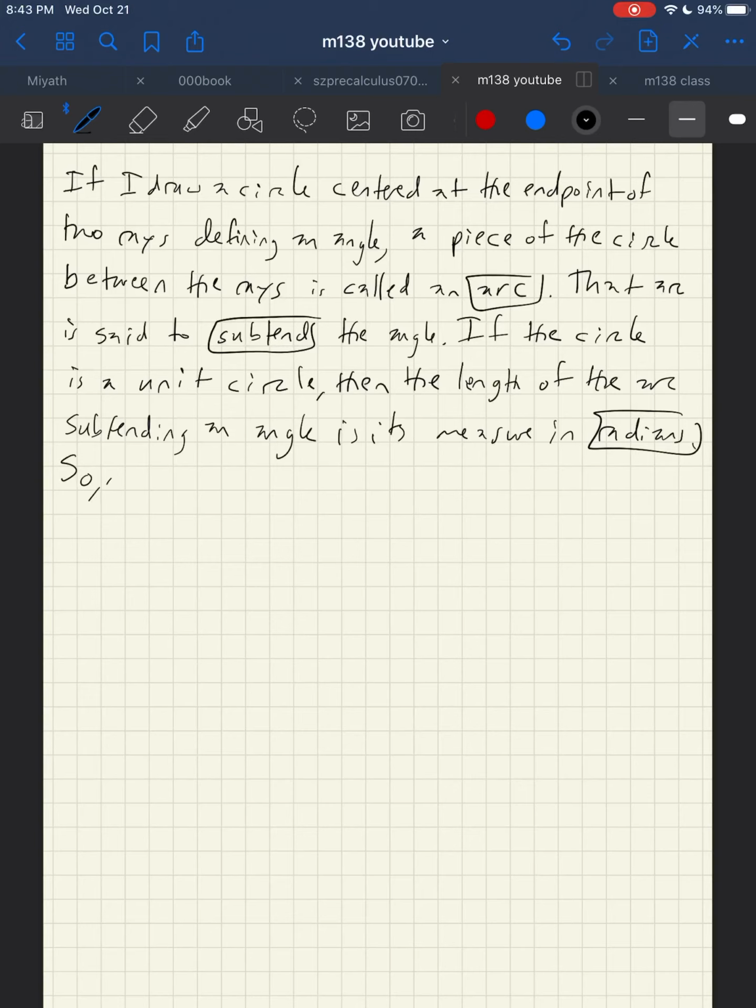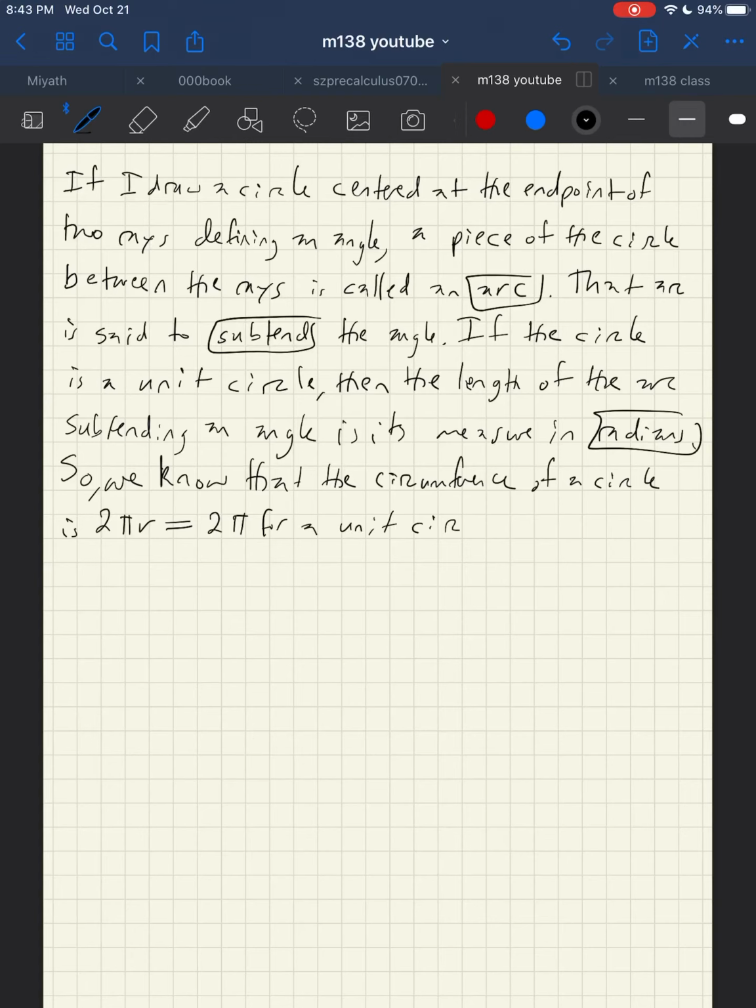So, from basic geometry, we know that the circumference of a circle is 2 pi r, which is 2 pi for a unit circle. So the measure of 360 degrees in radians is 2 pi.